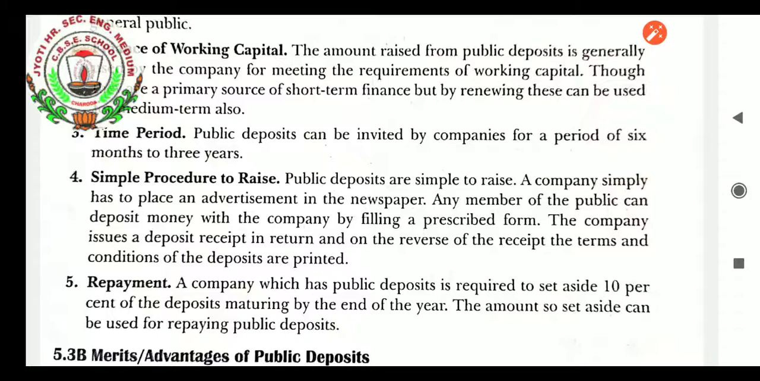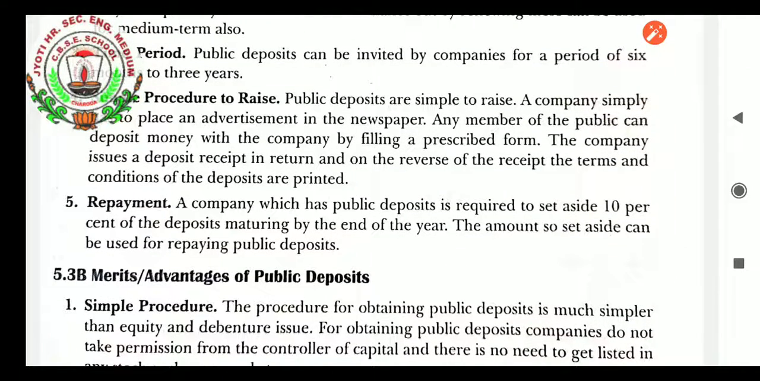Simple procedure to raise. Public deposits are simple to raise. A company simply has to place an advertisement in the newspaper. Any member of the public can deposit money with the company by filling a prescribed form. The company issues a simple deposit receipt in return, and on the reverse of the receipt, the terms and conditions of the deposit are printed. Repayment. A company which has public deposits is required to set aside 10% of the deposits maturing by the end of the year. The amount so set aside can be used for repaying public deposits.